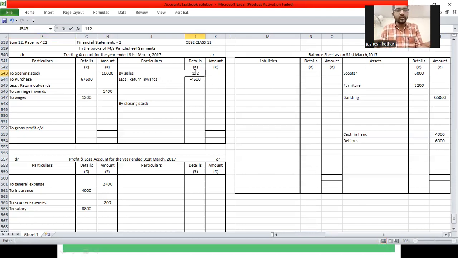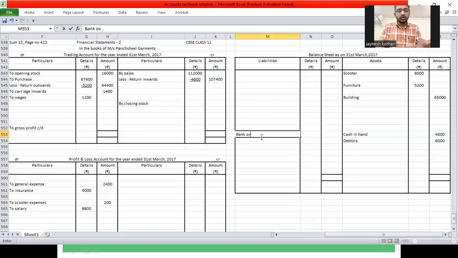Sales 1,12,000. What is 1,12,000 minus 4,600? 1,07,400. Okay, correct. 1,07,400. Next after that, return outward 3,200. 64,400. Perfect. Next, bank overdraft 10,000.